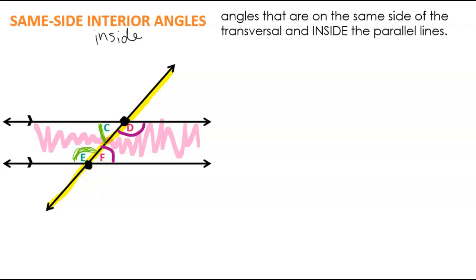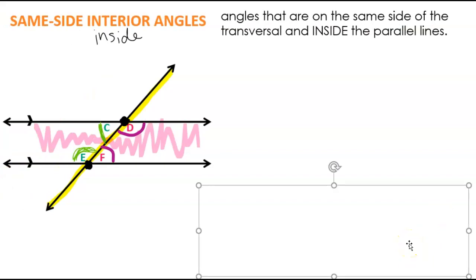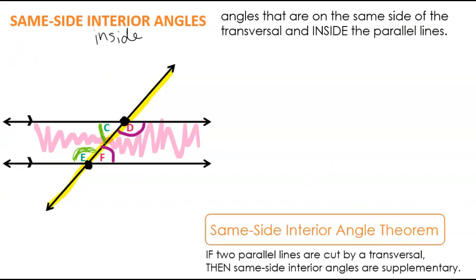Now, if these lines that are being cut are parallel, then same side interior angles are supplementary. Same side, supplementary. Okay? Supplementary. What does that mean? Same side, supplementary. Notice they start with an S. Now, everything else has been congruent, right? Supplementary means they add up to 180 degrees.